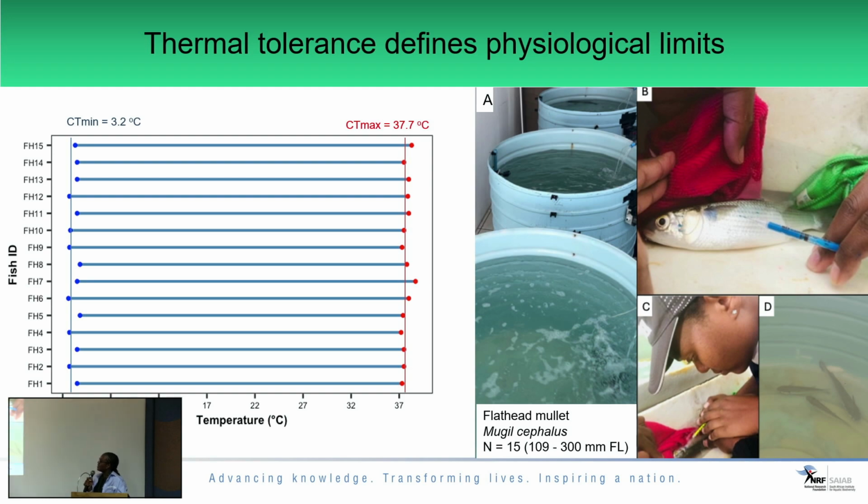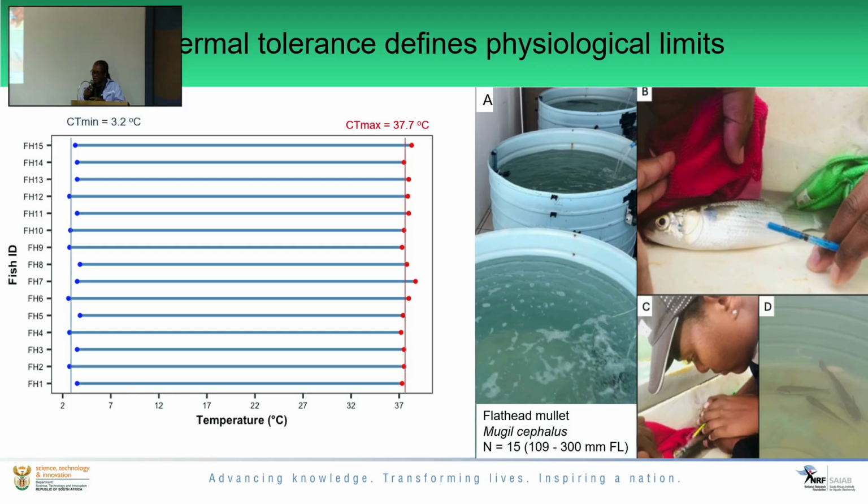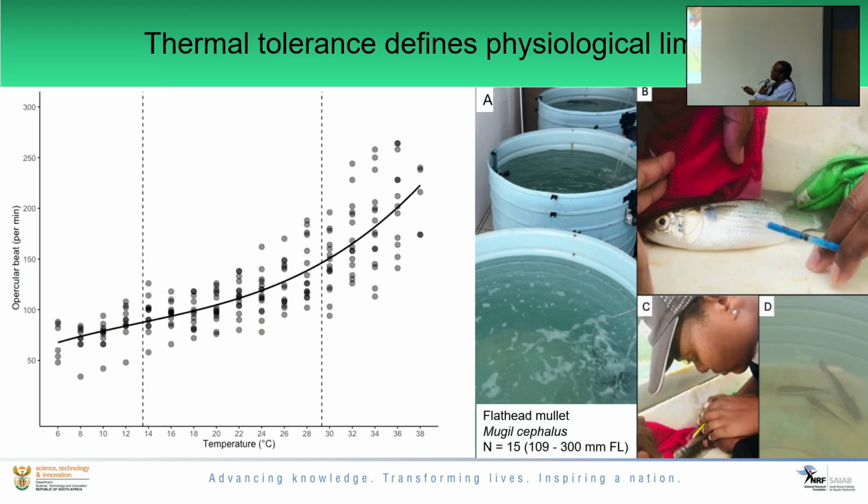And then the results of our experiments, the CTmin on one side and CTmax on the other, with individuals on your y-axis. So there was variability, but not too much, in the CTmin and the CTmax, with some individuals being more tolerant to higher temperatures compared to lower temperatures. But the general pattern is that mullets are highly tolerant to a big range of temperatures, which is the big takeaway from this.